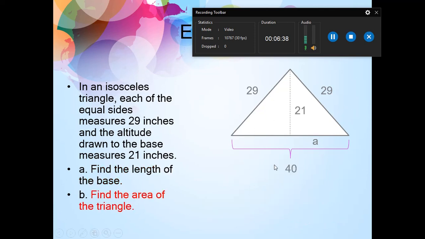For part B, they want us to find the area of the triangle. So I've included 40 now as my complete base. Area of a triangle is simply 1/2 times base times height. So we're going to plug in 40 for our base and 21 for our height. And when I calculate this, I get the area to be 420. I put units squared, but it really should be inches squared.